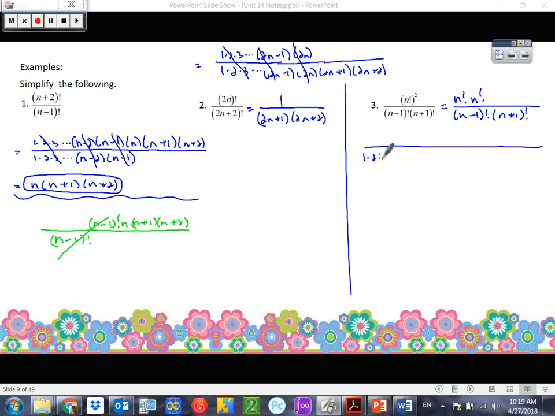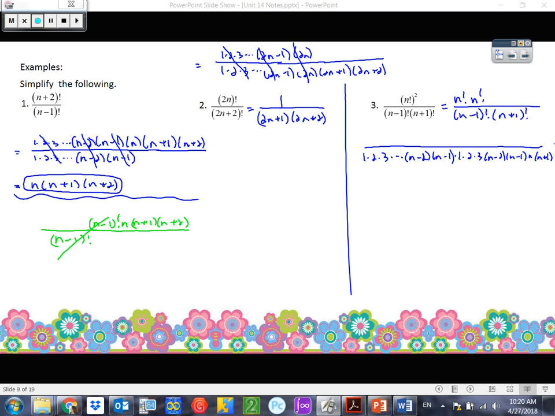So I have 1 times 2 times 3 dot dot dot. Okay, so that would be n minus 1, n minus 2, n minus 1. Stop. Okay? So this one, 1 times 2 times 3. This one I'm going to expand back to n minus 2, n minus 2, n minus 1, n plus 1. I'll pause there for a second. Are we okay?